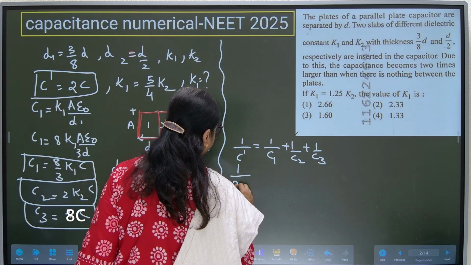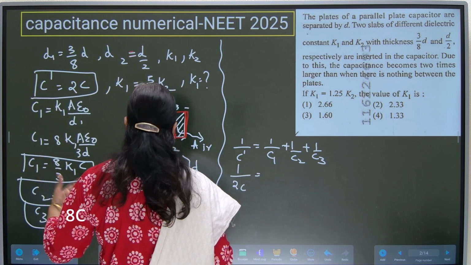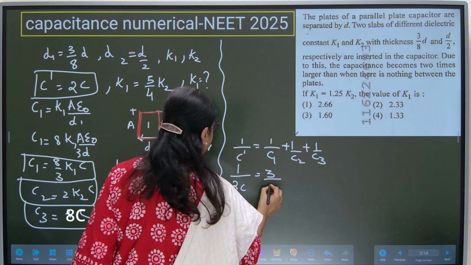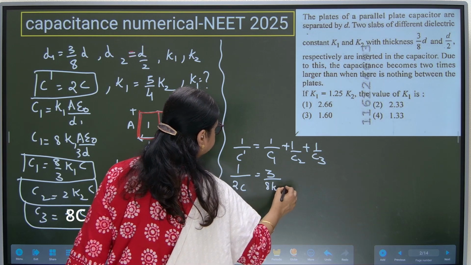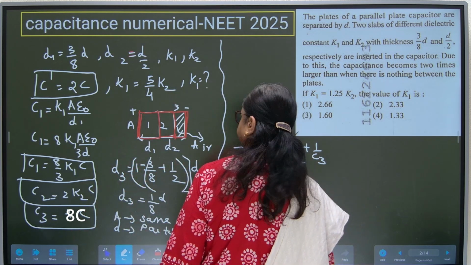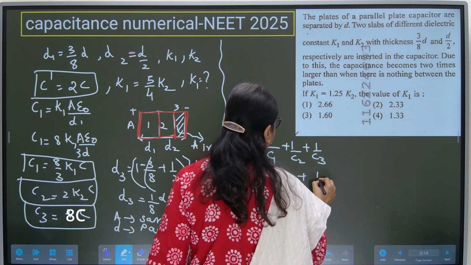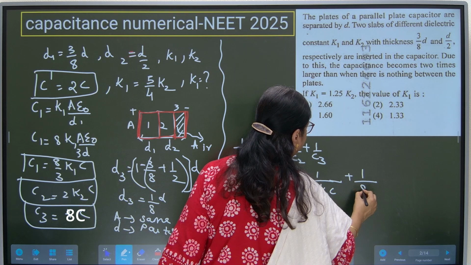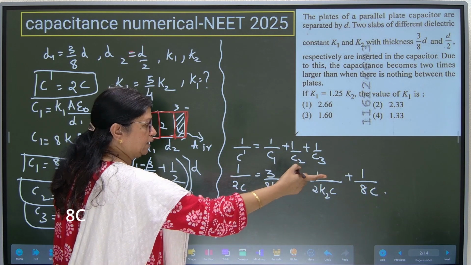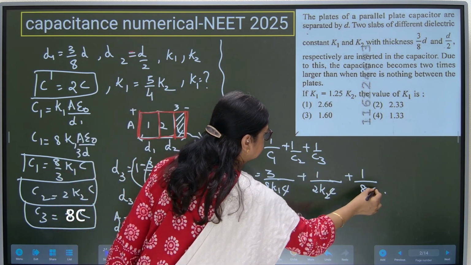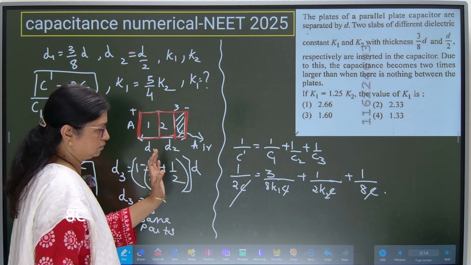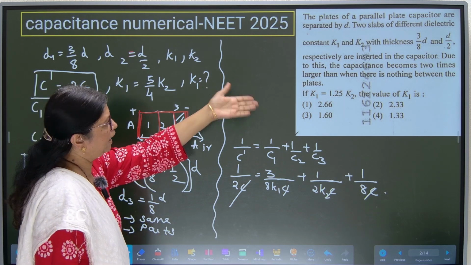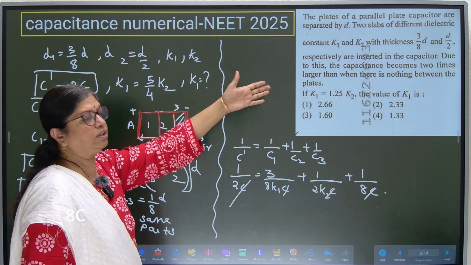So we write 1 upon 2C is equal to, taking the reciprocal, 3 upon 8 K1C plus 1 upon 2 K2C plus 1 upon 8C. Now you can see all the terms have C in the denominator, so we can just cancel them out. Now it is only maths. I have to find K1 using K2.